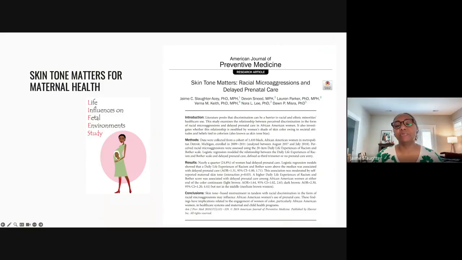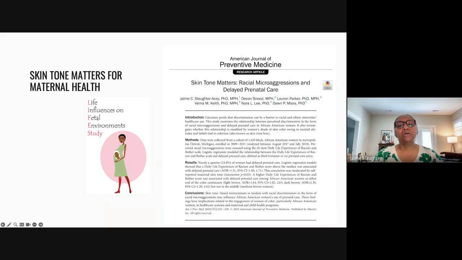But I also found that women's exposure to racial microaggressions varied by the color of their skin, with Black women at the ends of the skin tone continuum, so at the very light and the very dark, reporting the greatest amount of racial microaggressions. And note that this was in a city that is predominantly Black.